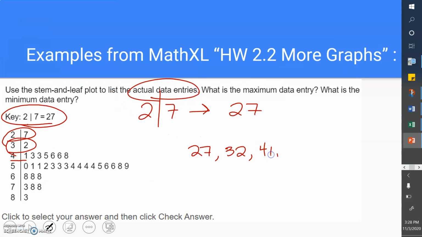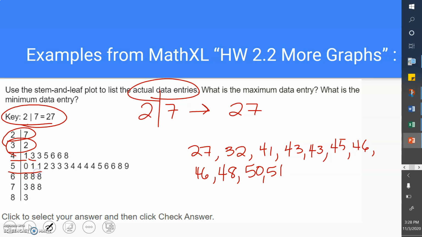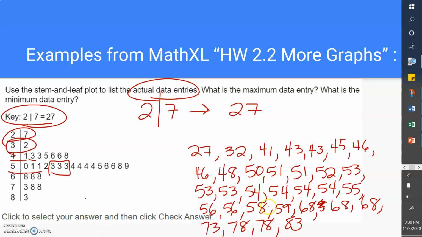41, and then 43, 43, 45, 46, 46, 48, 50, 51. See, I'm down here now, right? 51, 52, 53, 53. There's a lot of them in the 50s. Another 53, right? That's all three of these guys. 54, and all the rest of these, right? I went ahead and wrote the rest of them down. That's all you have to do with this.